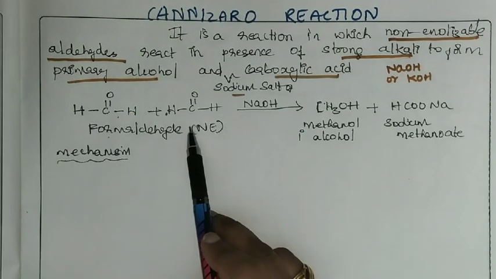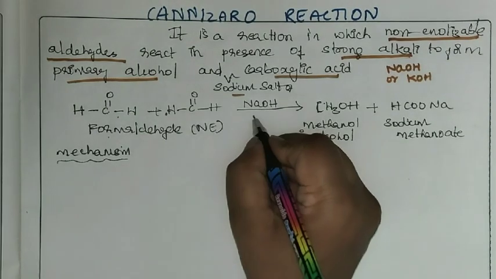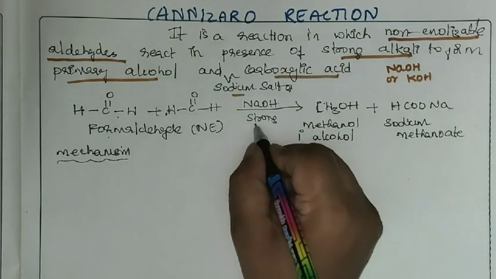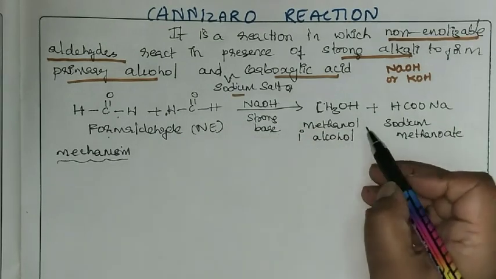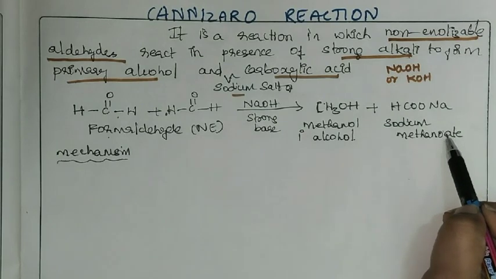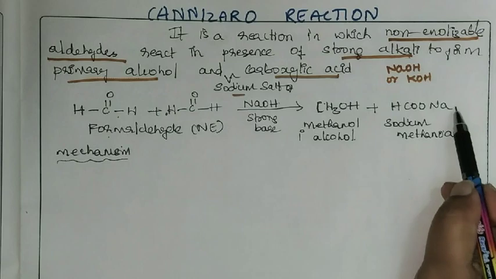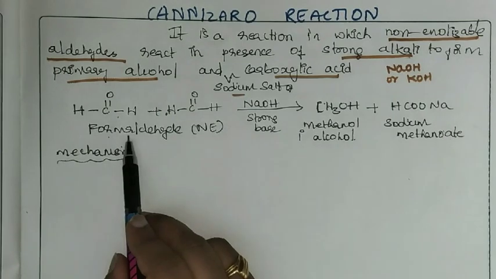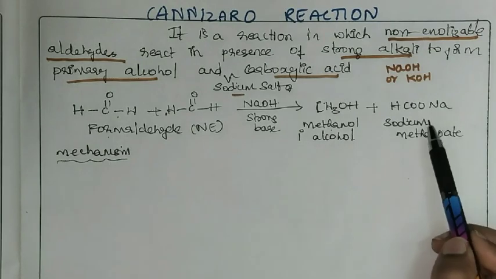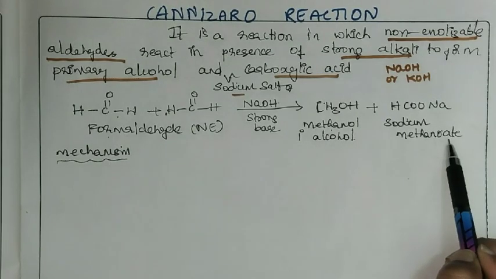Non-enolizable aldehydes undergo condensation in the presence of a strong base, that is sodium hydroxide or potassium hydroxide, to give a primary alcohol and the sodium salt of a carboxylic acid. So this is formaldehyde; 2 moles will give methanol and sodium methanoate.